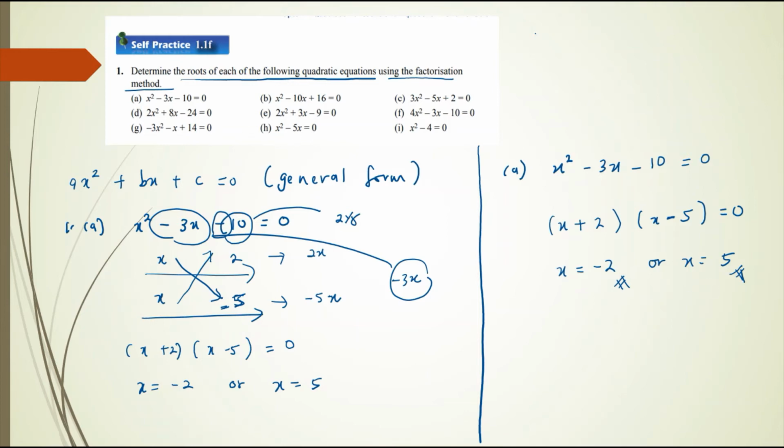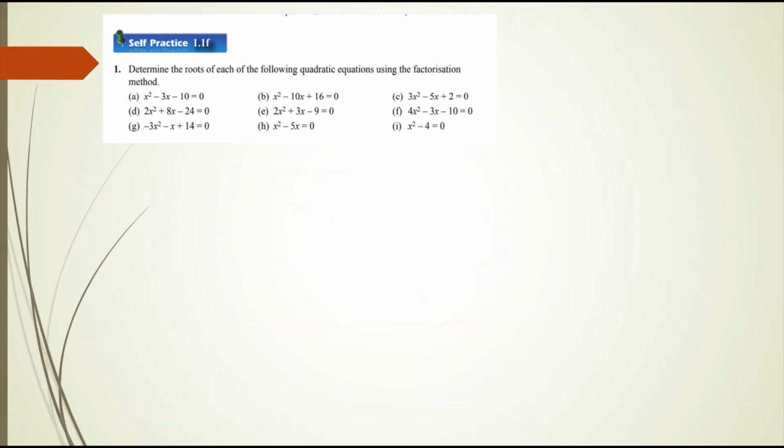Very easy. Alright. Okay, I will show you another example. Let's try 1h. We have x squared minus 5x is equal to 0. So both have the variable x. Then we write x(x - 5) equal to 0. So x is equal to 0 or x is equal to 5. So 0 and 5 are the roots of this quadratic equation.